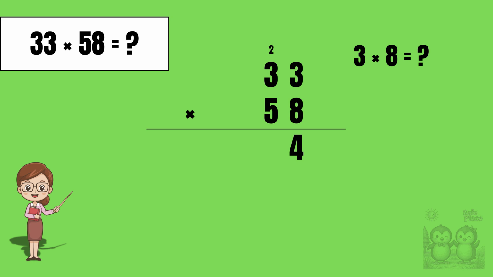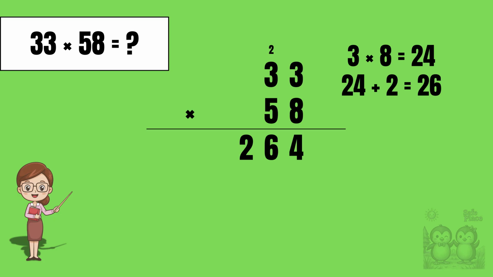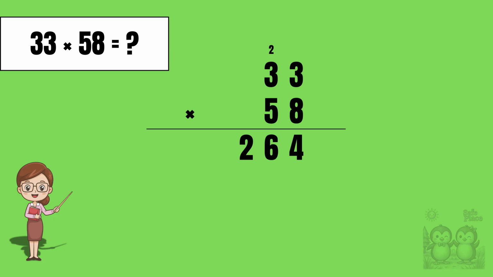However, to make the calculation easier, we can simply calculate 8 times 3 first. 8 times 3 equals 24. Because this 3 represents 30, the answer is actually 240. Now we add the 2 that we carried earlier. So 240 plus 20 equals 260. Together with the 4 in the 1's place, our first partial product is 8 times 33 equals 264.